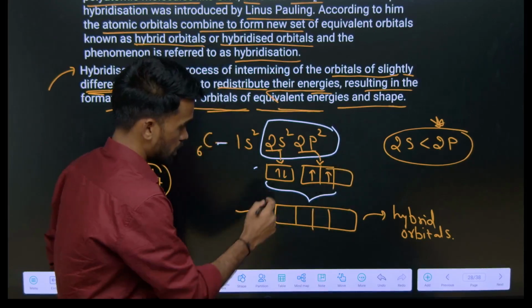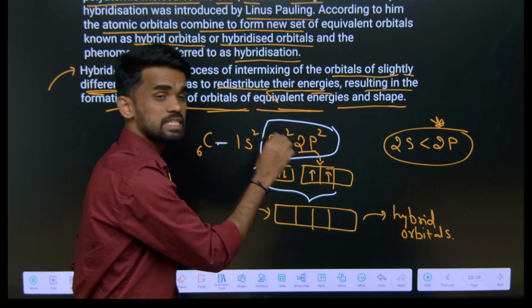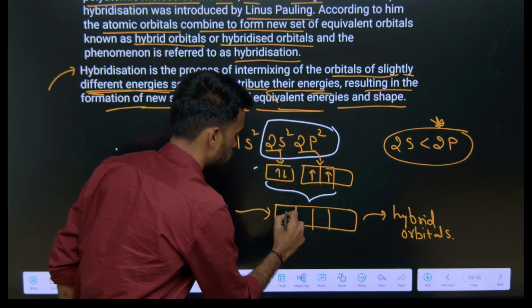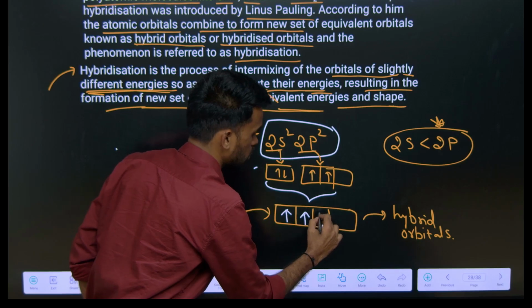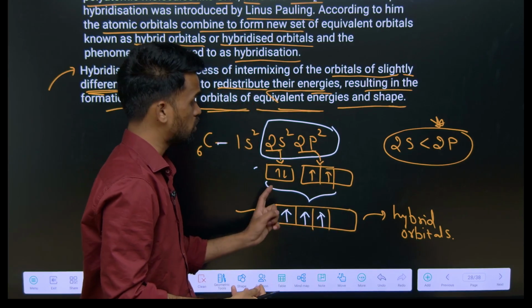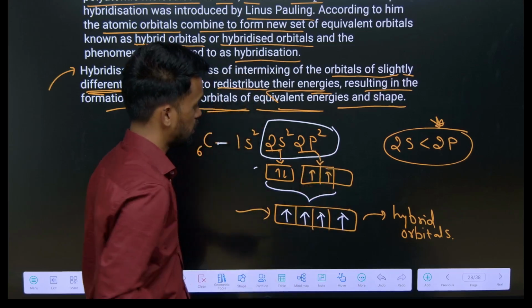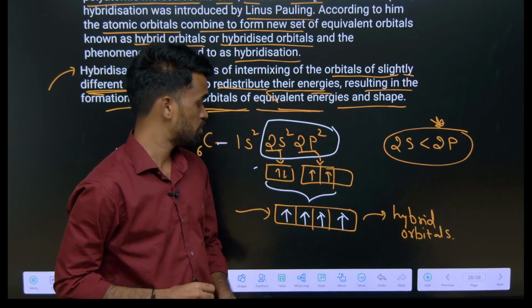So now since the energies are redistributed, we need to redistribute these electrons also. How do we need to redistribute these electrons? We know, following Hund's rule, we need to fill 1 electron each to get maximum multiplicity. Yes, we have filled with the maximum multiplicity.